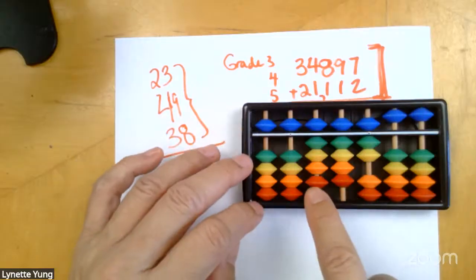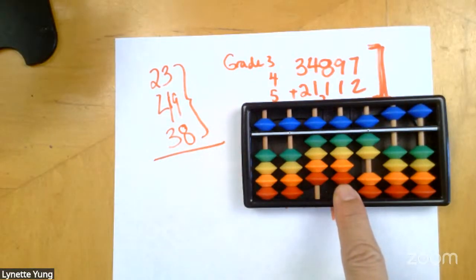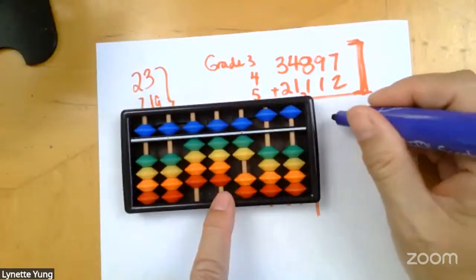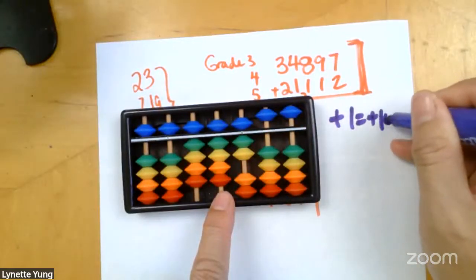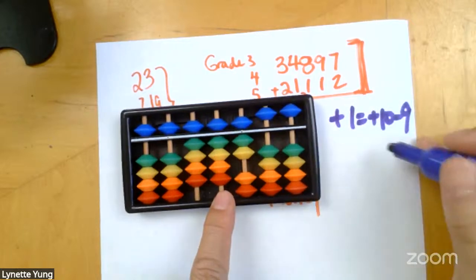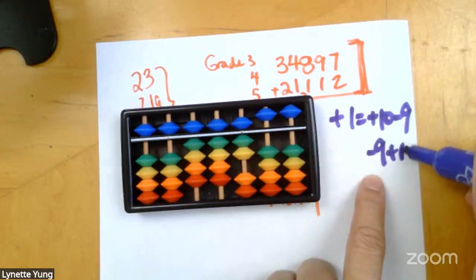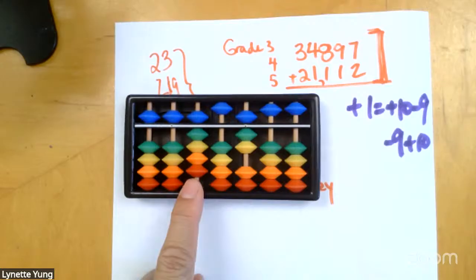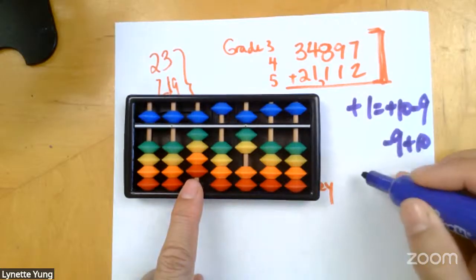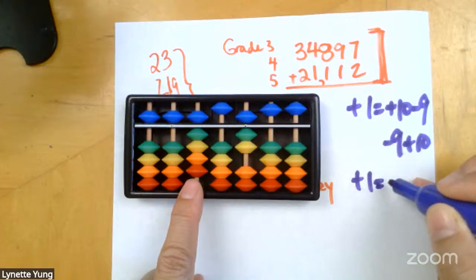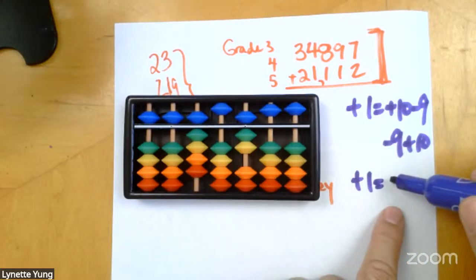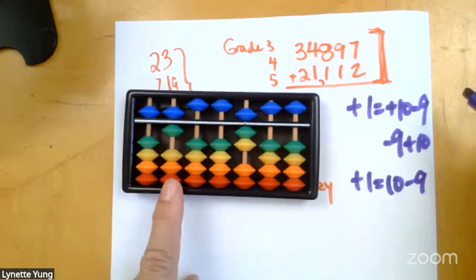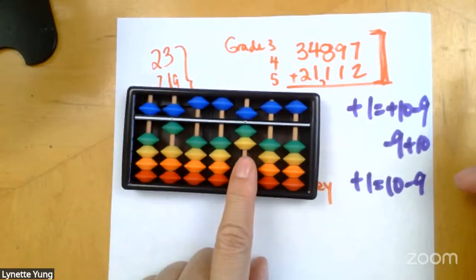Now what do we do? I want a +1, plus the 10 minus the 9, right? Minus the 9 first, plus the 10. Now what do I do? Plus the 10 is plus the 1, minus the 9. Plus the 10 minus the 9. So minus the 9 again, and then plus the 1. And then +2.